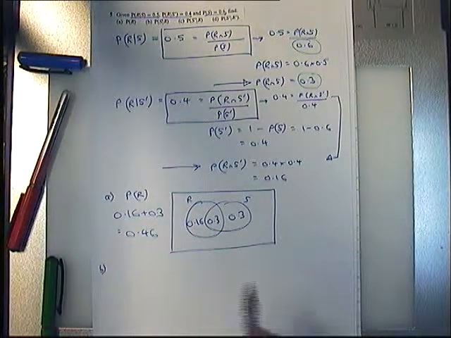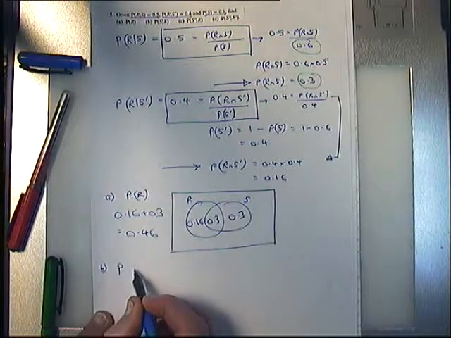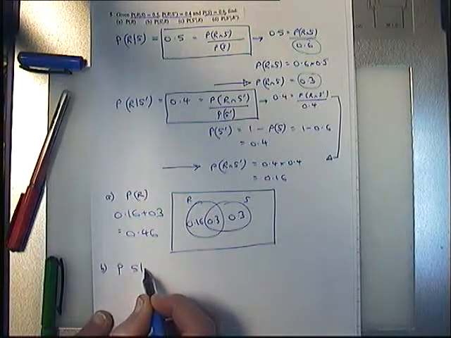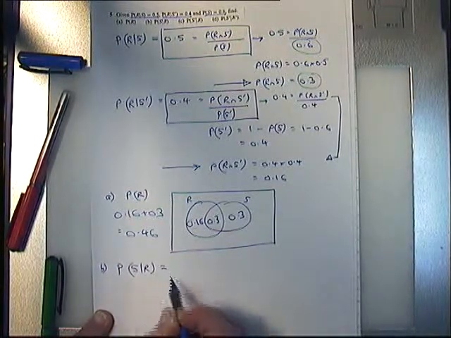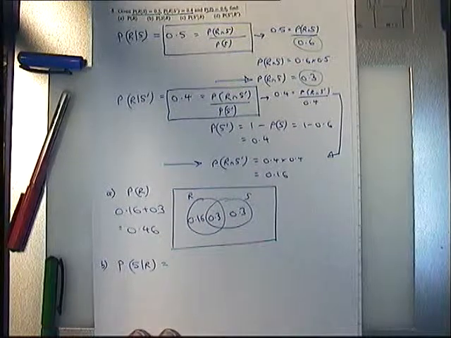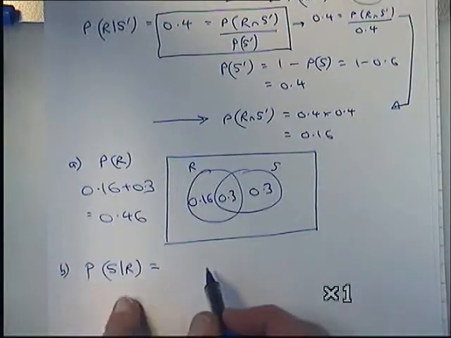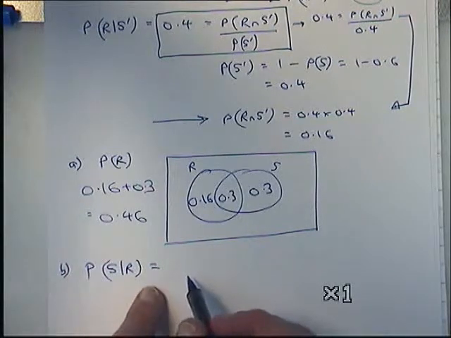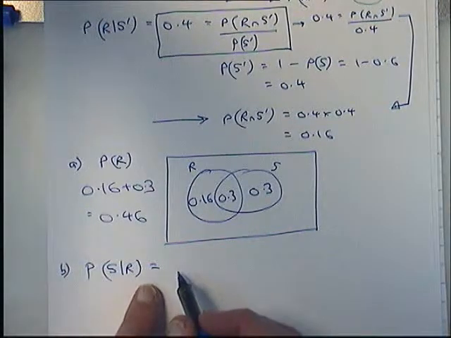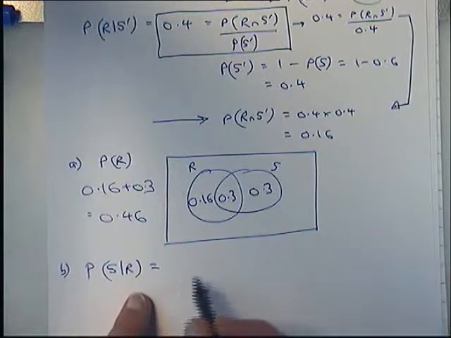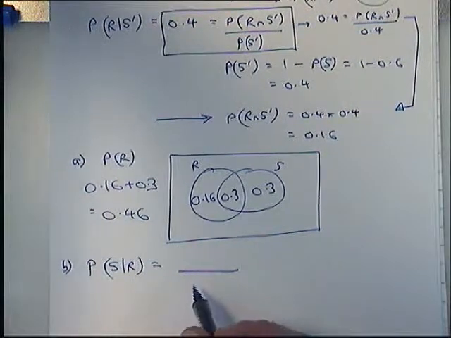Okay, so part B of this question is asking us for the probability of S given R. If you've got to do a conditional probability, the first thing to do is to write down the conditional probability formula that applies for this. Will, can you tell me what this is as the formula, please?